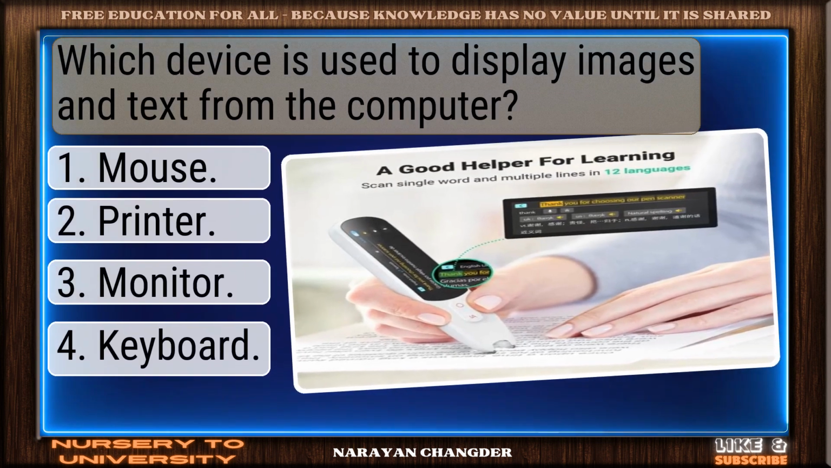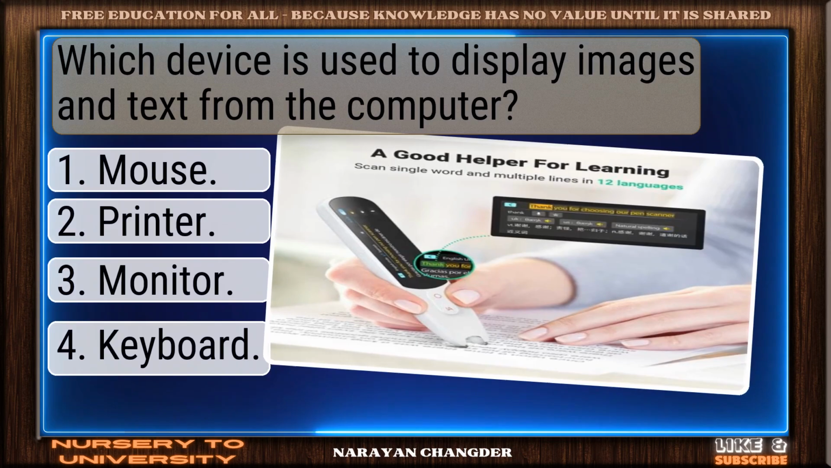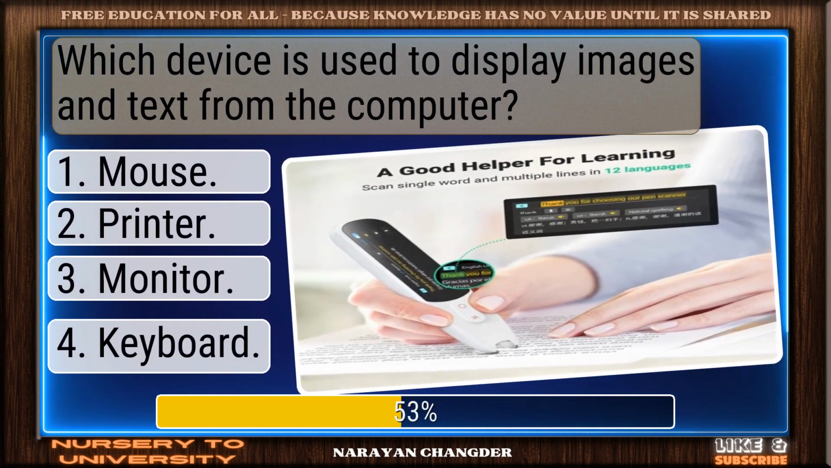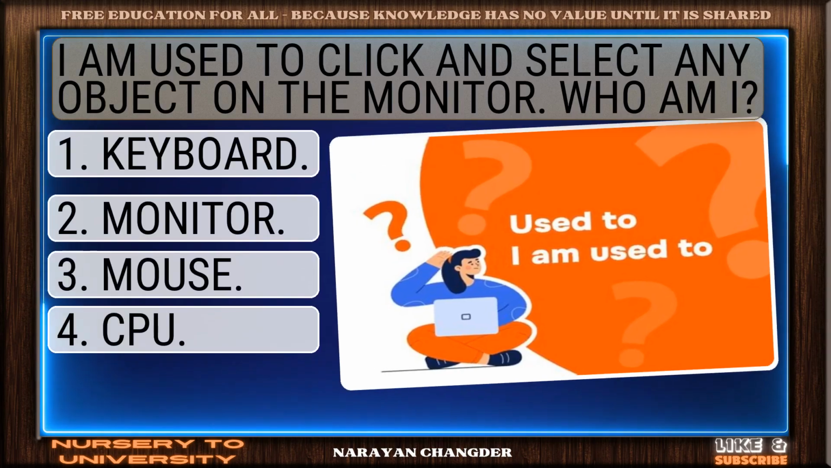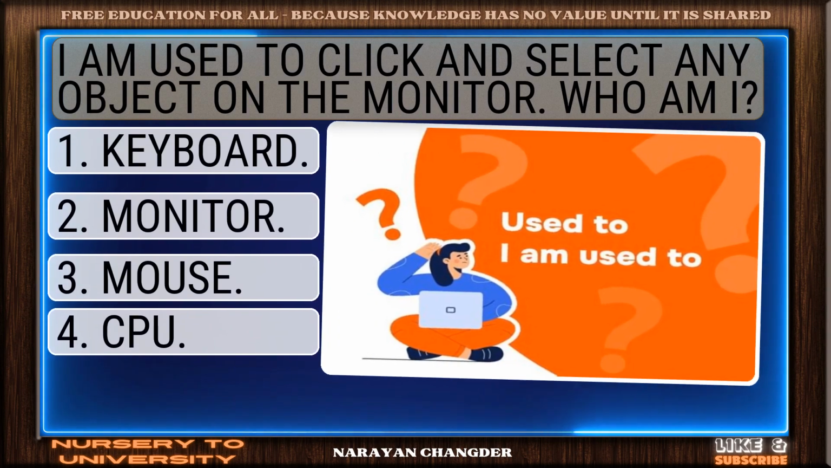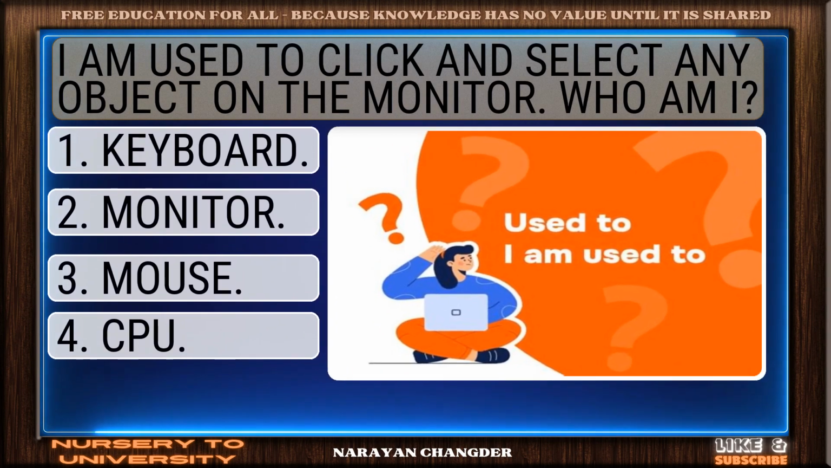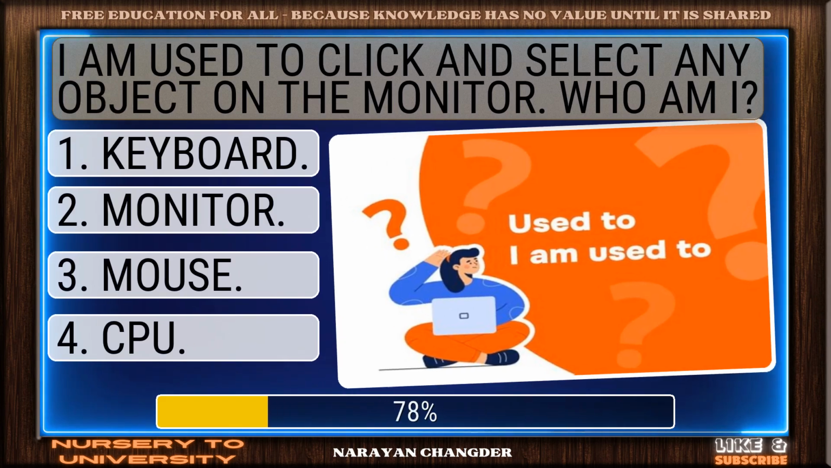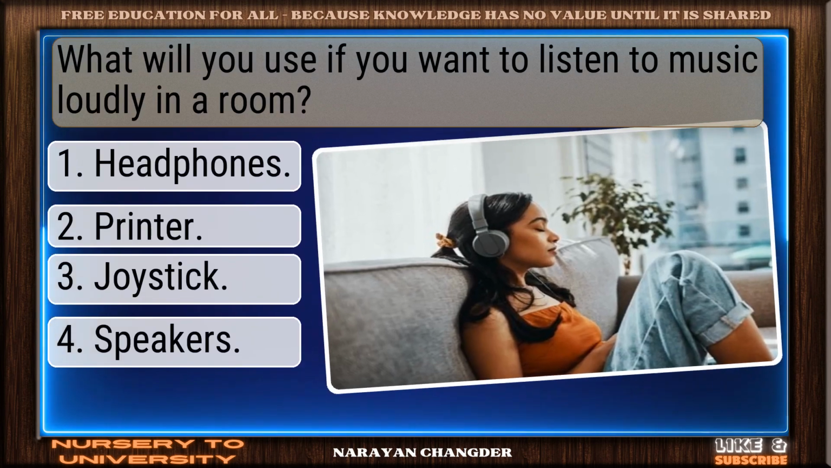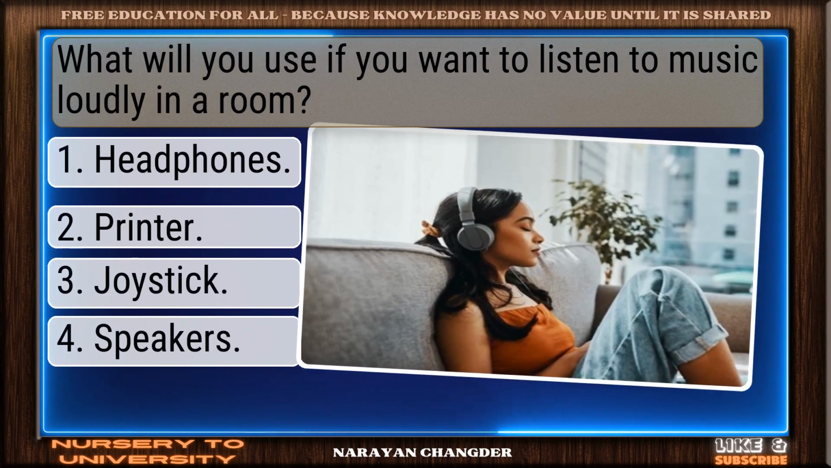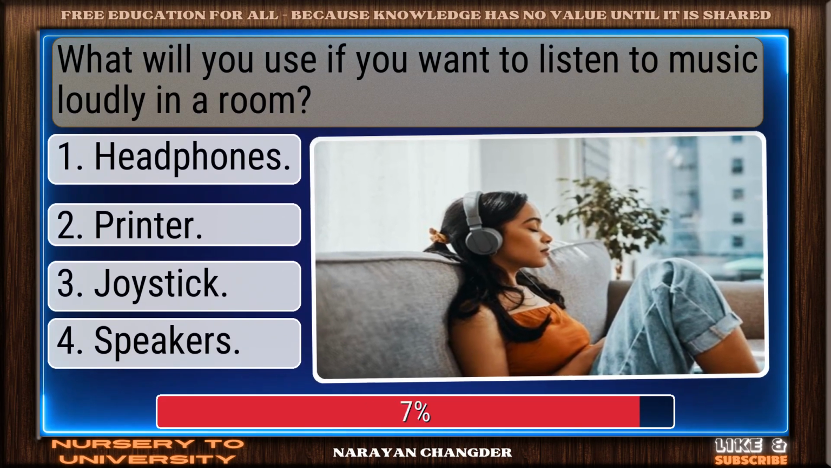Which device is used to display images and text from the computer? You got it. Monitor fits. I am used to click and select any object on the monitor. Who am I? Sharp thinking. Mouse is right. What will you use if you want to listen to music loudly in a room?